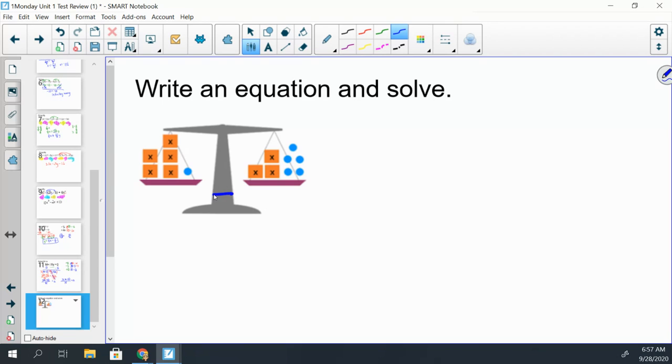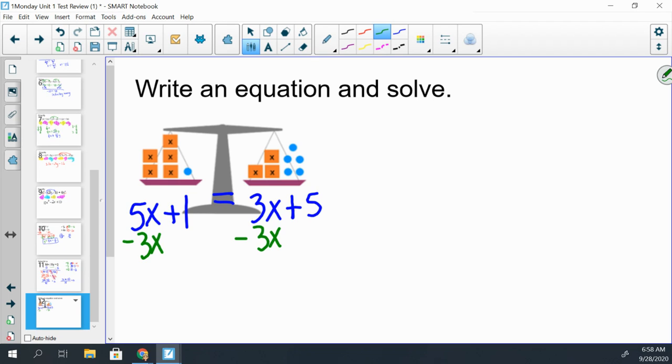All right, and finally, we have an equation that is modeled, and we're going to solve it. So a balance is like my equal sign. And on the left-hand side, I see 5 x's and plus 1 dot. And that equals on the other side 3 x's and plus 5 dots. So that's our equation right there. So now I just need to solve. I'm going to eliminate the x's on this side by subtracting 3x on both sides. 5x minus 3x is 2x plus 1, and that equals just 5 because those have been eliminated.